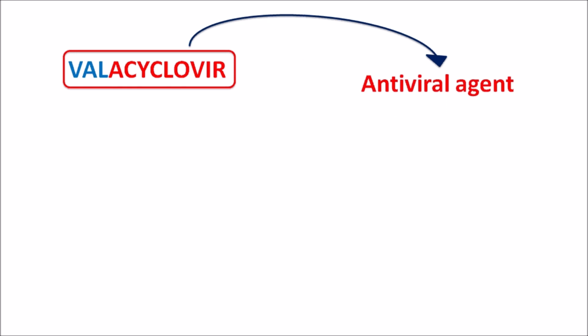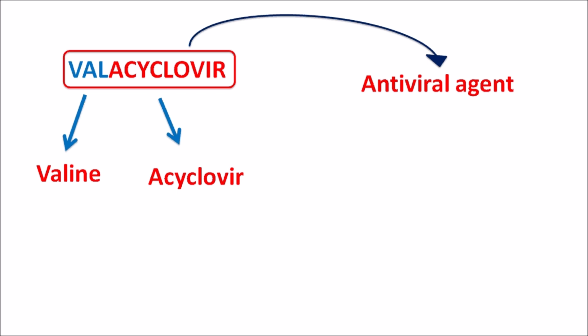What is this drug Valacyclovir? This is one of the antiviral agents, and within this name we can identify the suffix acyclovir. So Valacyclovir is the prodrug of acyclovir. And the prefix val indicates that this drug is having the valine amino acid which forms an ester. So Valacyclovir is a prodrug of acyclovir which releases the acyclovir as one of the active metabolites.